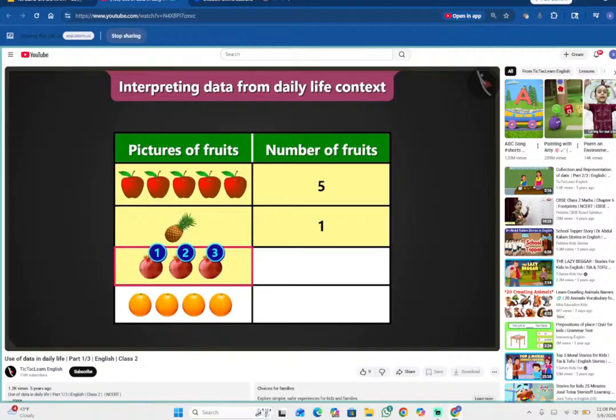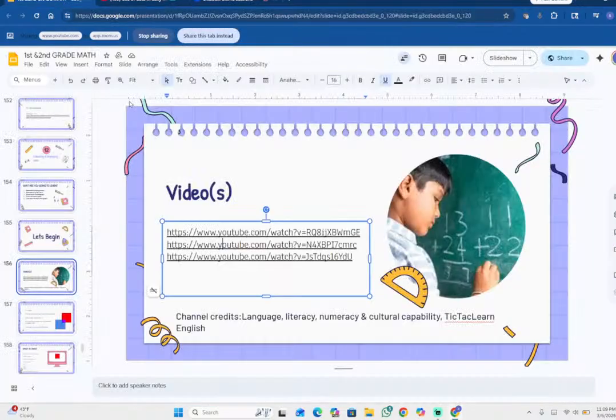They all should have equal spacing in the horizontal direction, and the height of each of the bars tells us which is the most popular and which is the least popular. So that's it for that video.